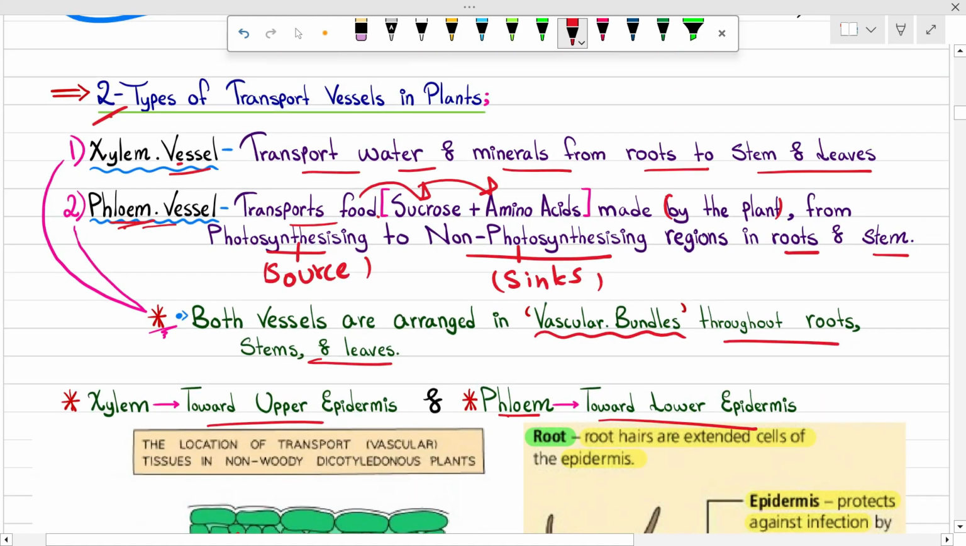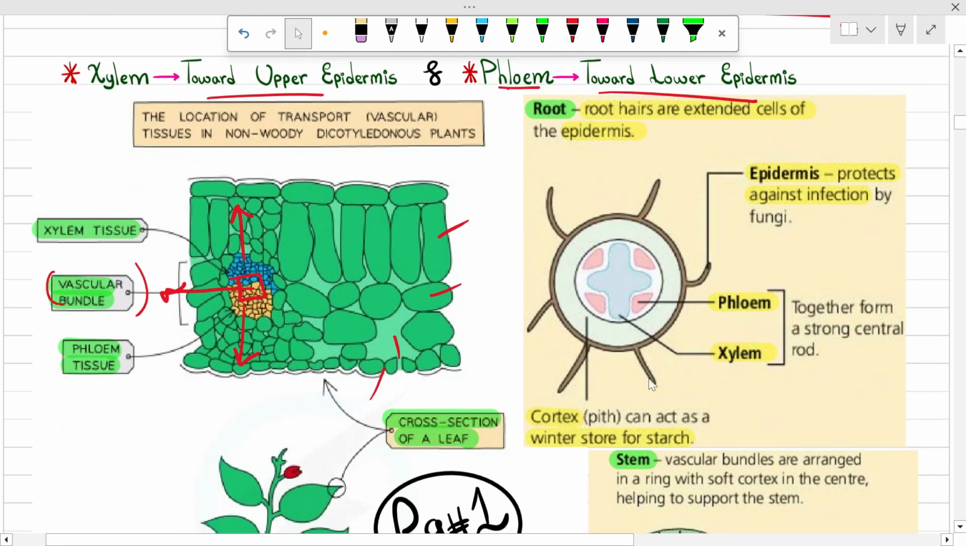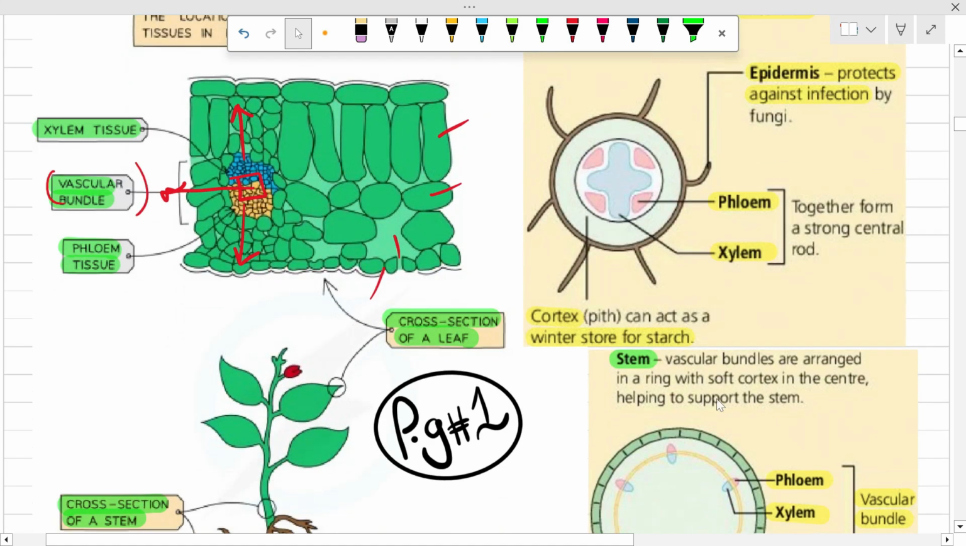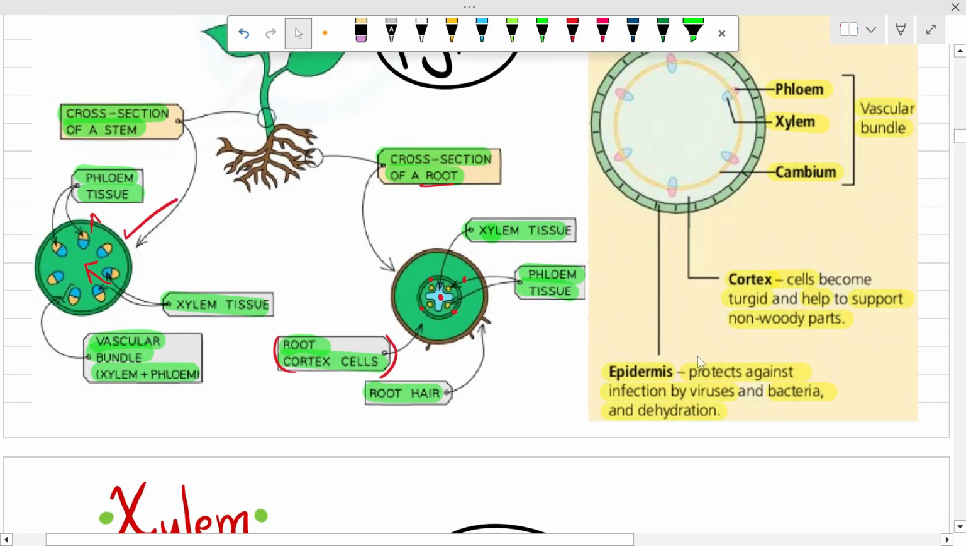Okay, so a quick review: we have two types of transport vessels in plants, the xylem vessel and the phloem vessel. The xylem vessel transports water and mineral ions from the roots to the stems and the leaves, while the phloem vessel transports food in the form of sucrose and amino acids to make proteins. These are made by the plant from photosynthesizing regions known as source to non-photosynthesizing regions known as the sink. Both of them are arranged in vascular bundles, and the xylem is always towards the upper epidermis, the phloem is always towards the lower epidermis. In a cross-section, we have a cross-section of a stem and a cross-section of a root. In both, you will always find xylem on the inside and phloem on the outside.